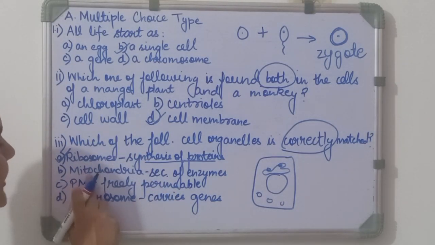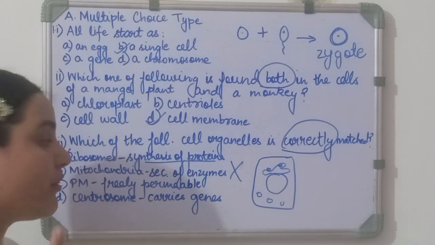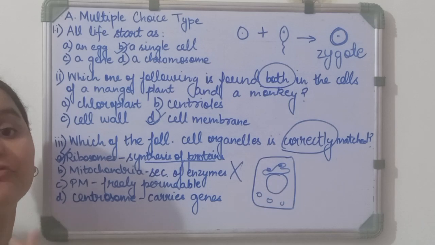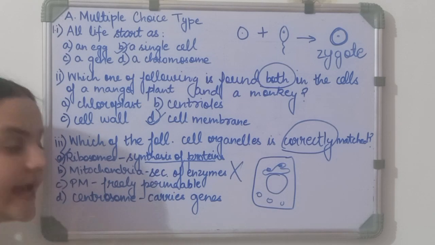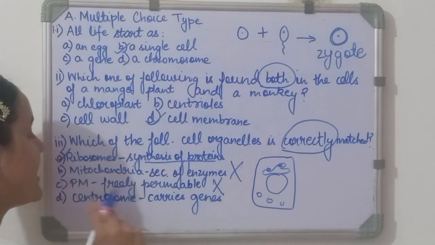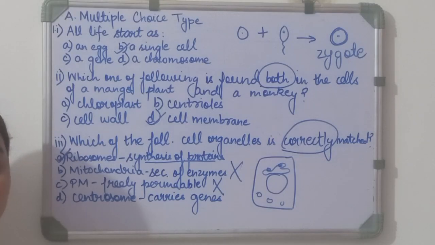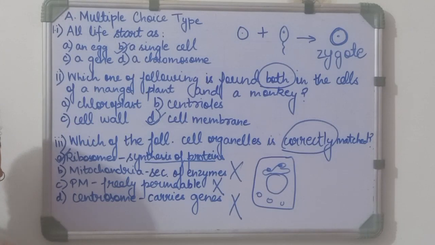Option B says mitochondria, secretion of enzymes. No, it's wrong because mitochondria perform the function of producing ATP. Okay, they are responsible for producing ATP. Now, plasma membrane freely permeable. No. Plasma membrane is semi-permeable. Freely permeable is our cell wall, which is found in case of plant cell. Now, option D is centrosome carries genes. No. These centrosomes are found in case of animals and they help in cell division.